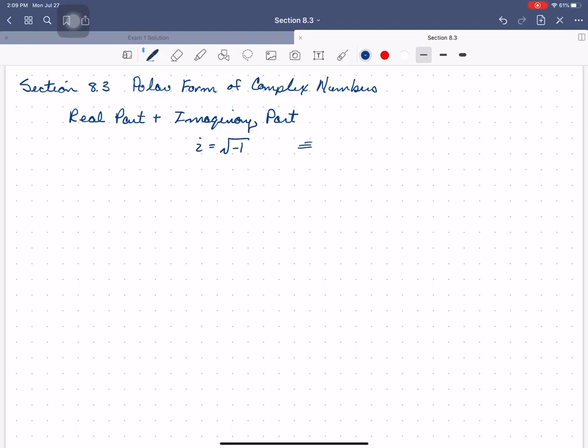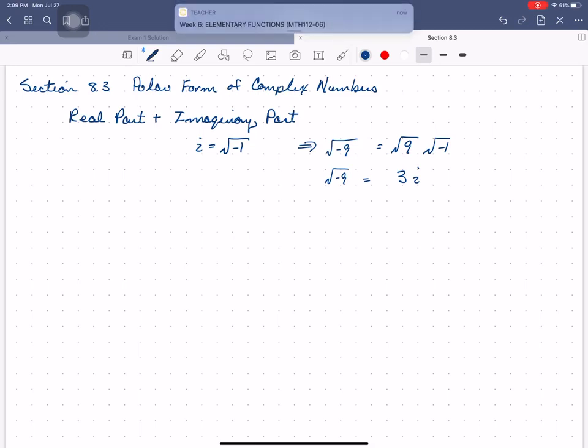Now what that means is that it lets us handle things like the square root of -9. Let's write this as the square root of 9 times the square root of -1. The square root of 9 is 3. The square root of -1 is i. So the square root of -9 is 3i. All right, so that is an imaginary number.